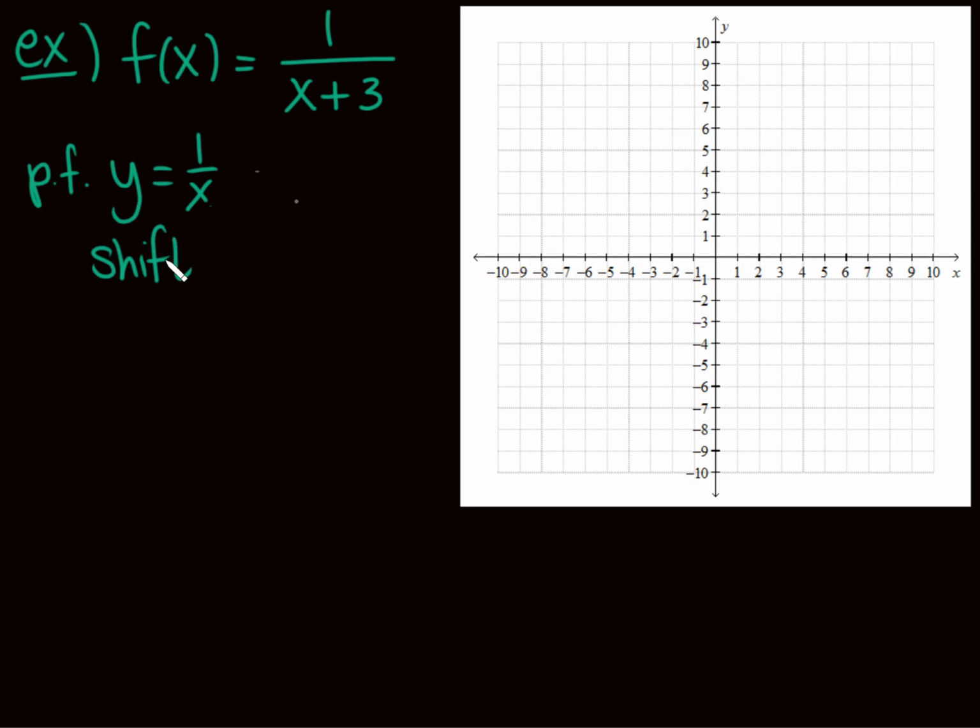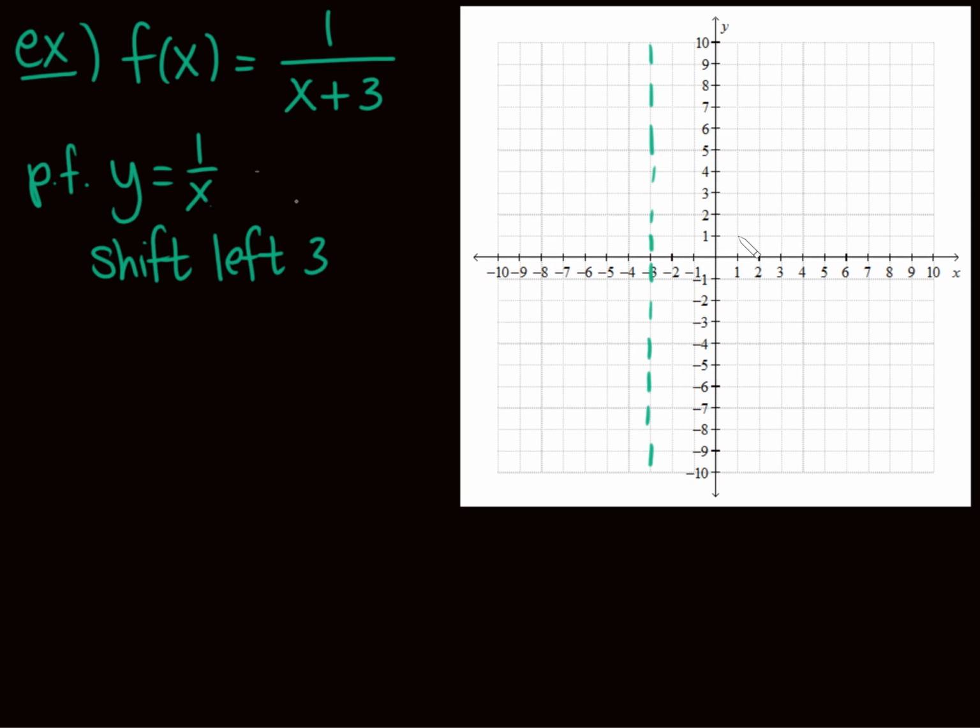This is going to shift it left, remember? Left 3, okay? So what is that going to do? That's not going to change my horizontal asymptote. That's going to change my vertical. It's going to take that y-axis basically and move it to the left 3. So again, hopefully you're going to get to where you feel comfortable with these functions, and you can actually just start graphing it.